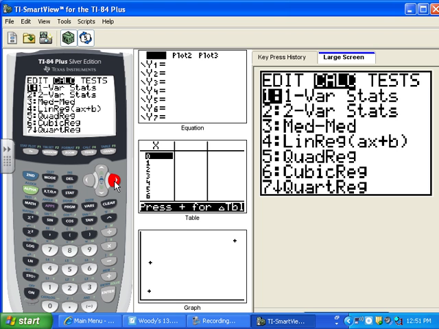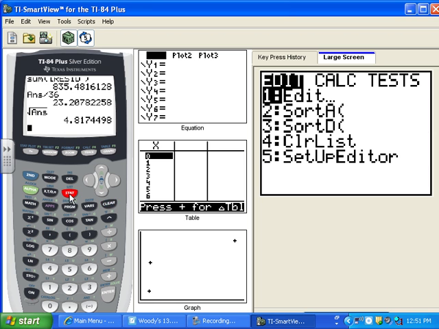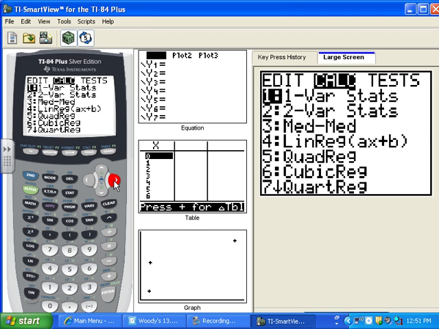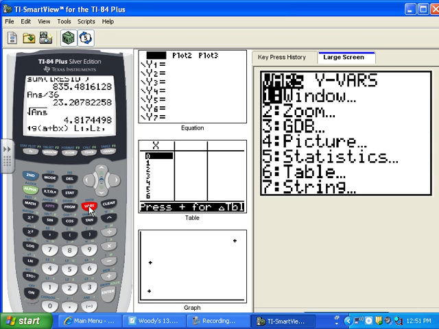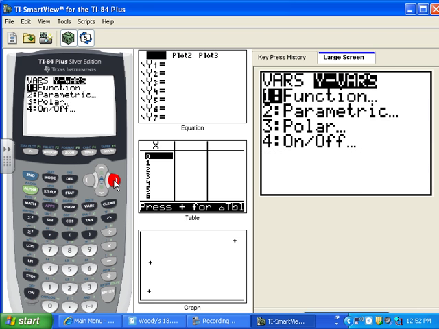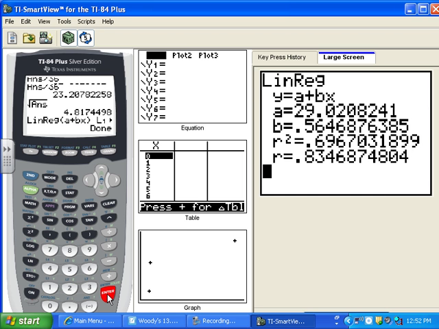So stat calc 8, and again, it's list 1, comma, list 2. Make sure you send the line there. Not this one. Oh, thank you. That would have gotten me an error. List 1, comma, list 2, comma, and then send that equation to the y1 value.